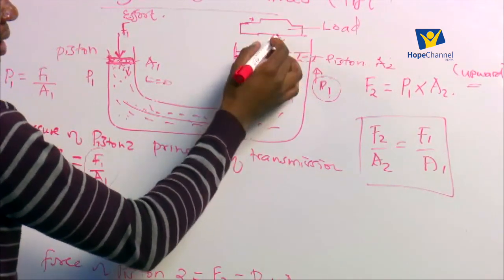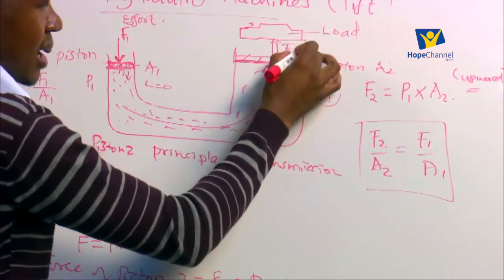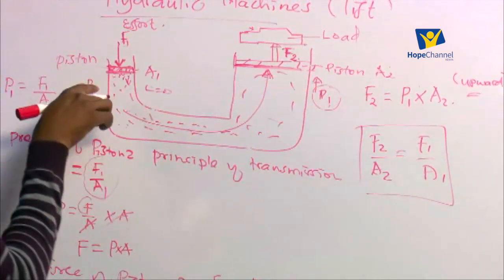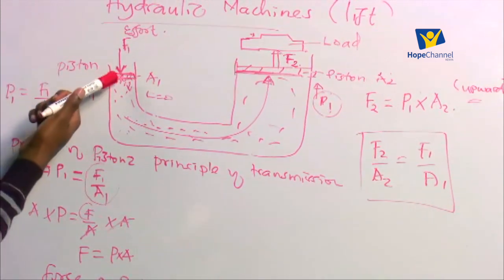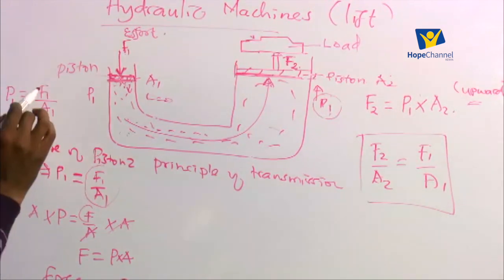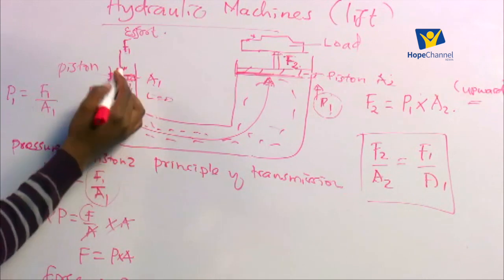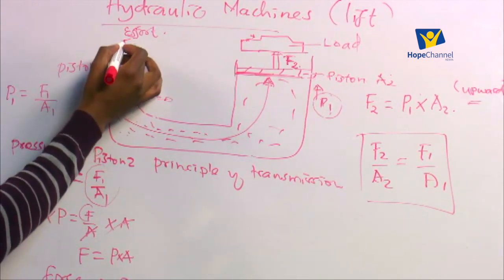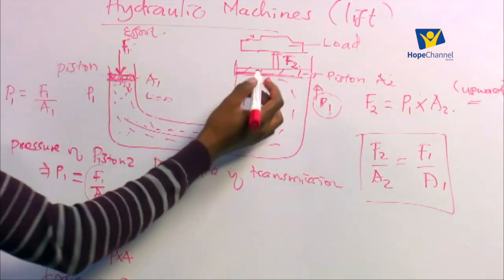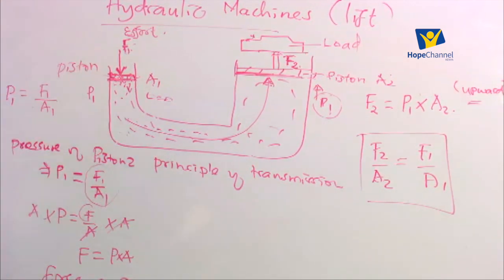So the load will be raised because the force F2 is acting on the load in an upward direction. So we say that a small force exerted on one piston produces a much larger force on the second piston. That large force is what will be used to raise the load. So the hydraulic machine simply will multiply the effort. The force that is exerted here is less than the force produced on the second piston, and because that force is much bigger, it can easily be used to raise the load on the second piston.